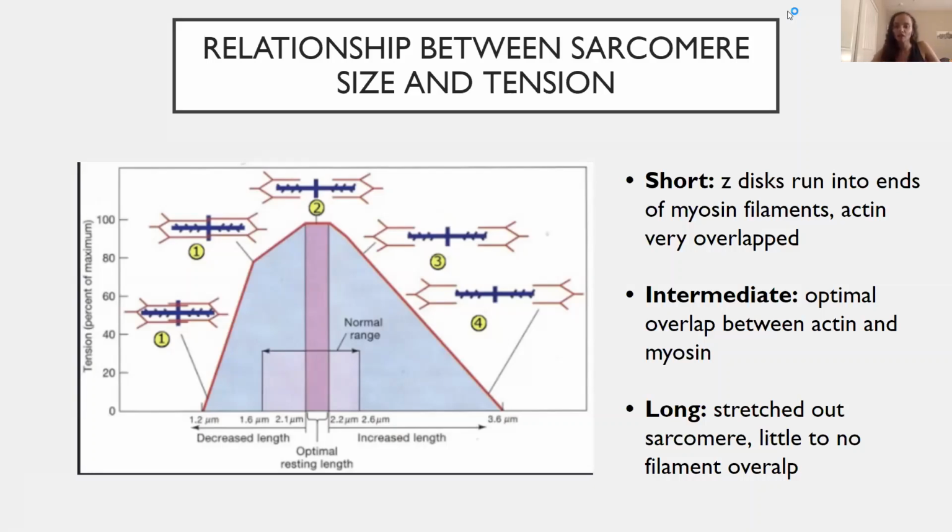And then in the long sarcomere, it's way too stretched out. So we essentially see little to no overlap between the actin and myosin filaments, which will again result in no contraction.